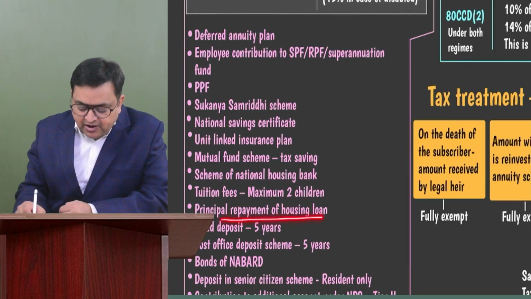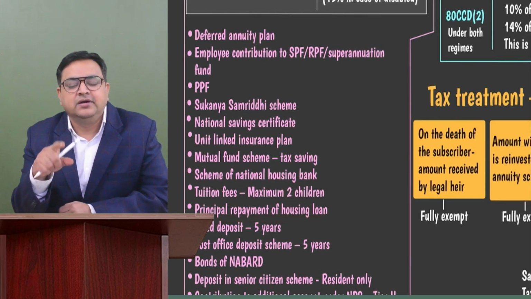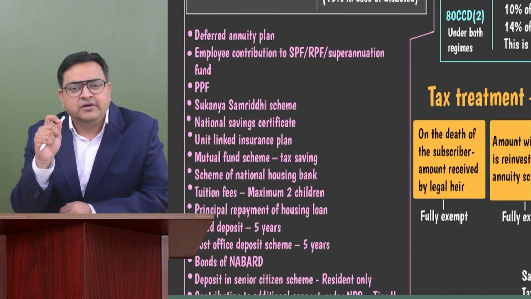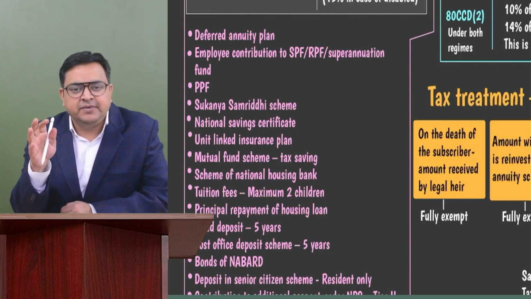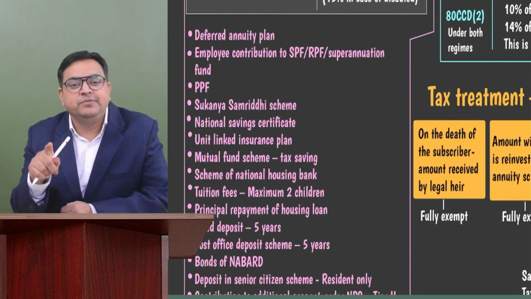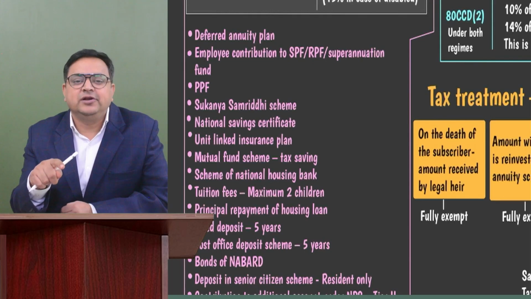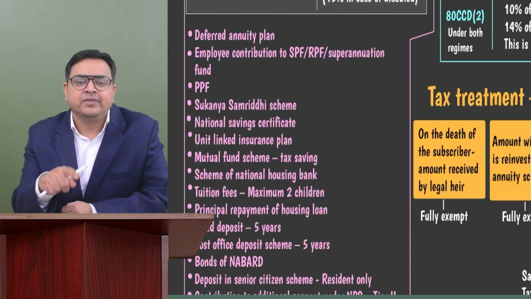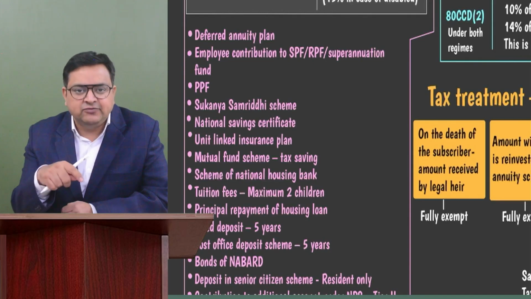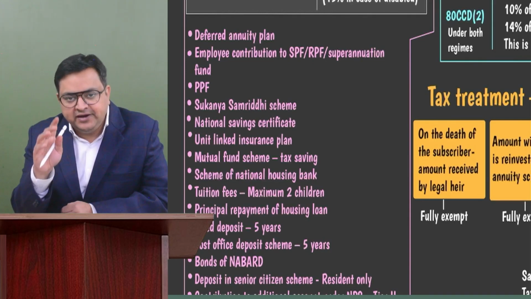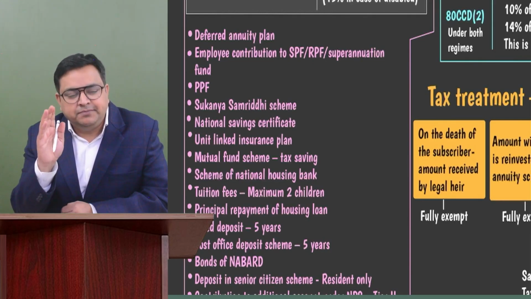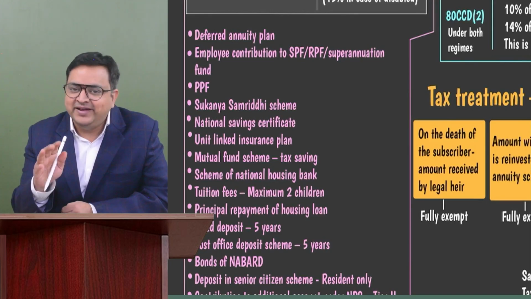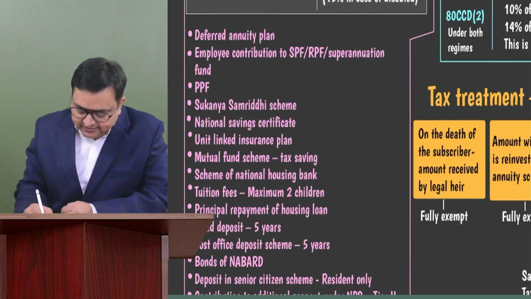Principal repayment of housing loan. This is again important. First of all, whenever you see the words principal repayment, will you give ATC always? No, it should be a housing loan. And that housing loan, that home loan, is only for the purpose of construction or purchase. If you have taken a loan for repair of the house, then ATC would not be available. It is only for the purpose of purchase of the house or construction of the house. ATC would be available, right?